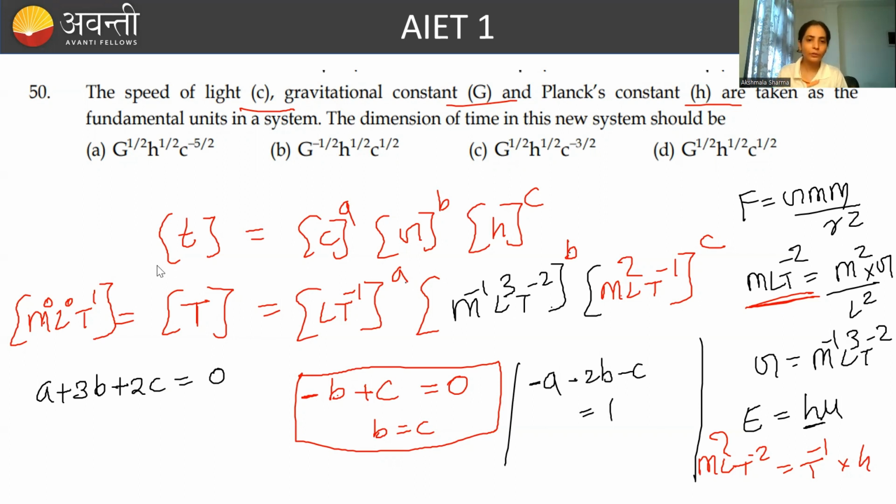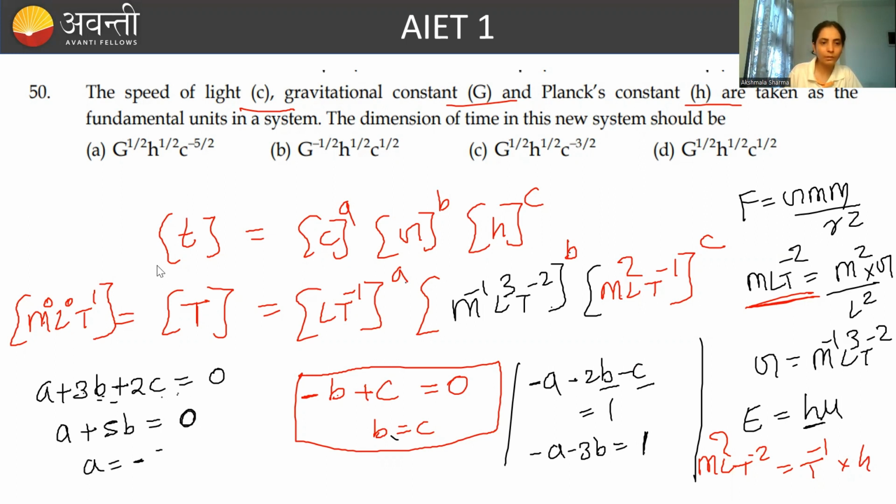Now see here, b and c are equal. So b and c are equal. C को भी मैं B मानती हूँ, so this will become how much? Minus 3B. So minus A minus 3B will be equal to 1. ठीक है. Similarly यहाँ पे आप B और C को equal कर लो. So A plus how much? This is 5B equal to 0. So A equal to how much? Minus 5B. Done.